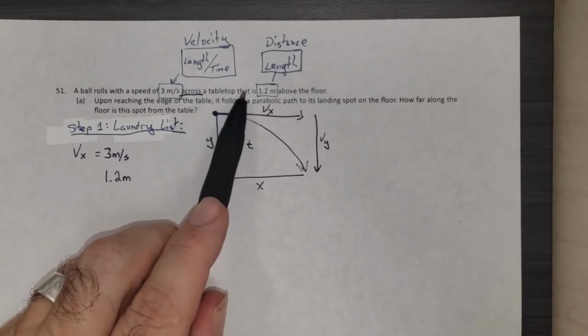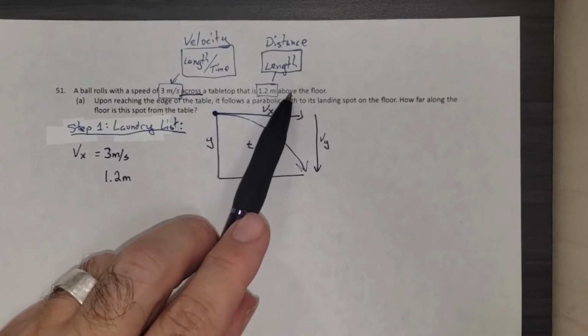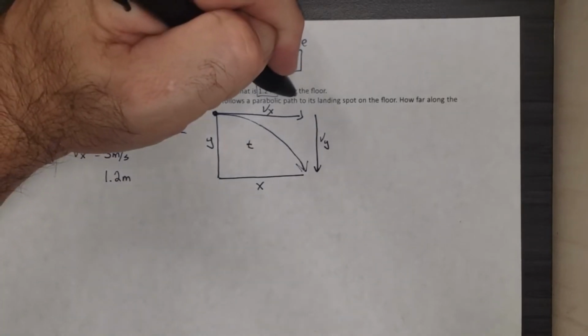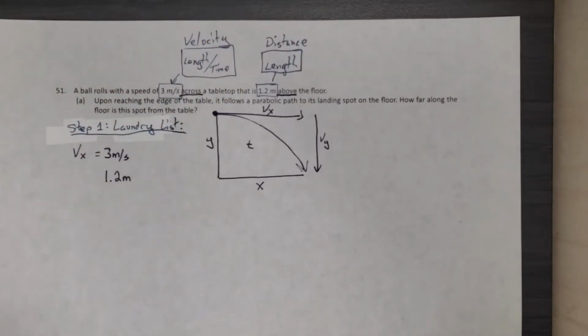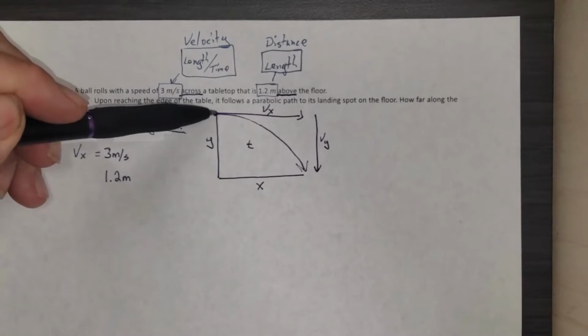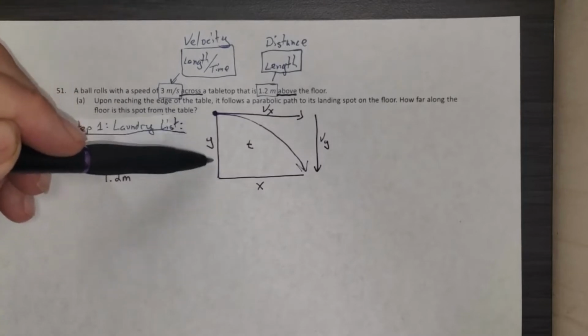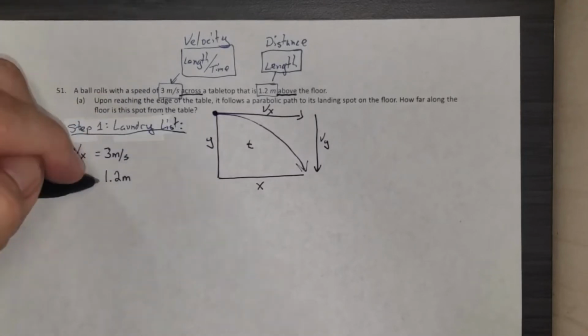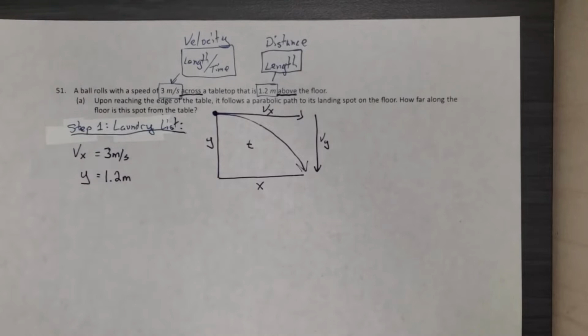Now the tabletop is 1.2 meters above the floor. So once again, when we read the problem, we can see this word above. If something is above, then that means it is a vertical difference. So the tabletop is above the floor, so our vertical distance here is 1.2 meters.